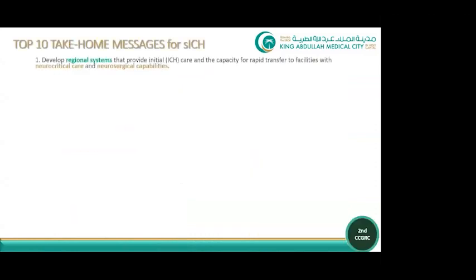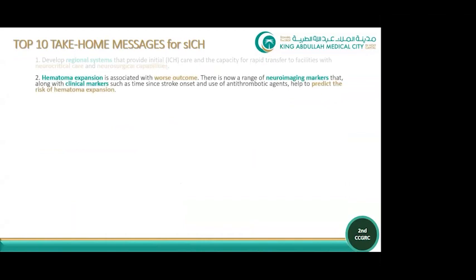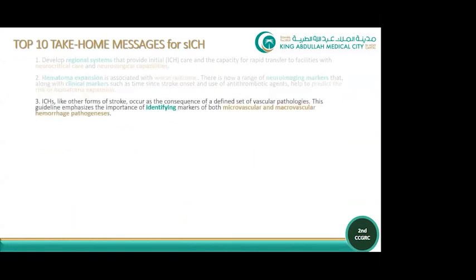And with that, we go to the take-home messages. So regional systems should be developed and patients should be rapidly transferred to a unit with neurosurgical capabilities and expertise. Hematoma expansion is associated with worse outcome, and the use of neuroimaging markers helps to predict the hematoma expansion. Different modalities, CTA, CT venogram, DSA should be used to identify micro and vascular pathologies.